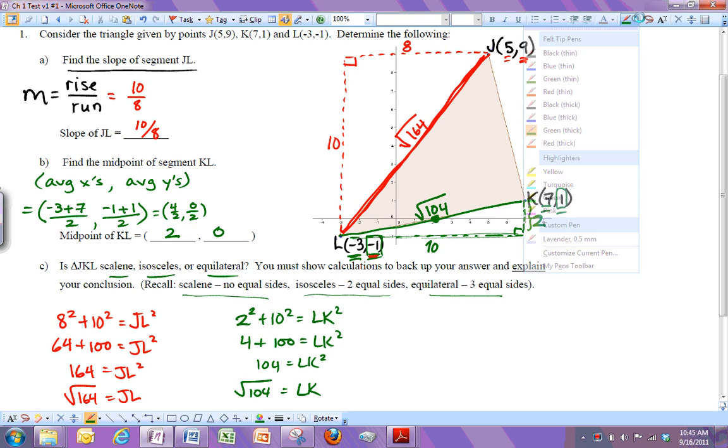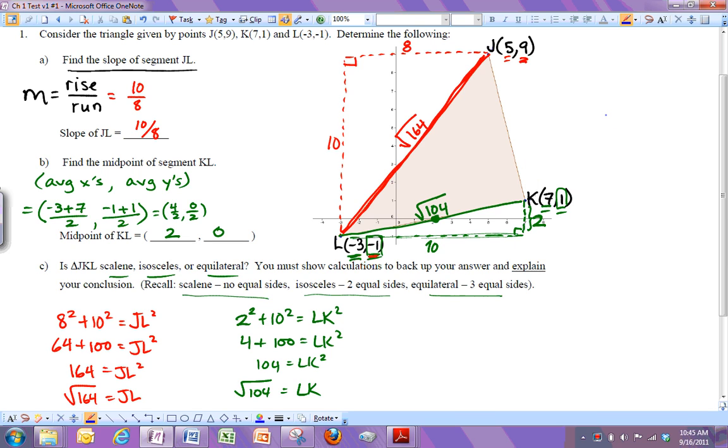So let me get another color here. Blue. Okay, so we'll do the same thing. Let me just clean this up a little bit. Whoa, cleaned it up too much. Okay, so if I make my slope triangle for this one, I come straight across with horizontal and straight up with vertical. And then they meet right there.